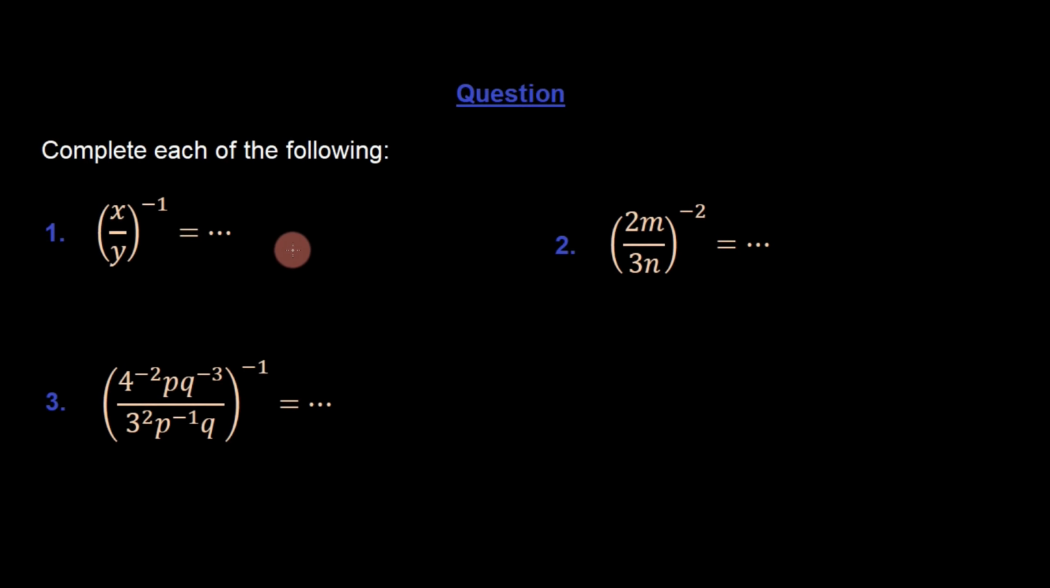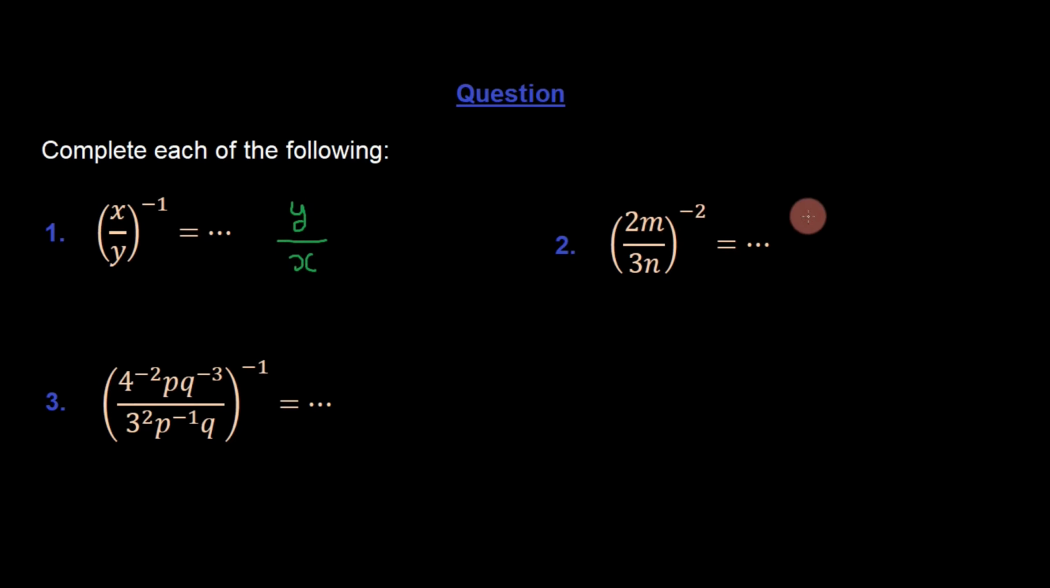Please try these questions before you look at the answers. In the first one, we have x over y to the -1. Using law 7, we can invert the fraction and it becomes y over x to the +1, but we don't have to write the power if it's 1.